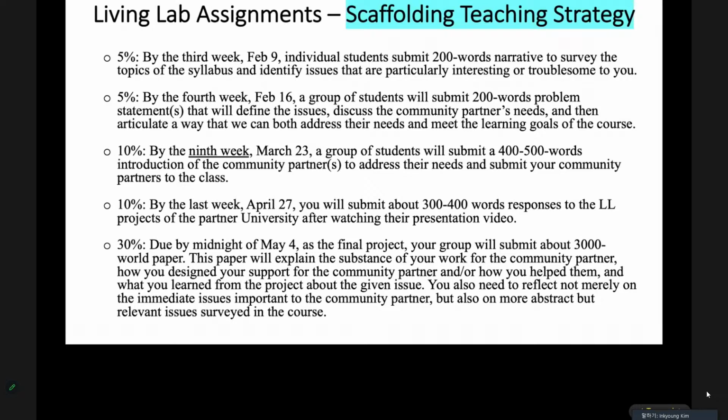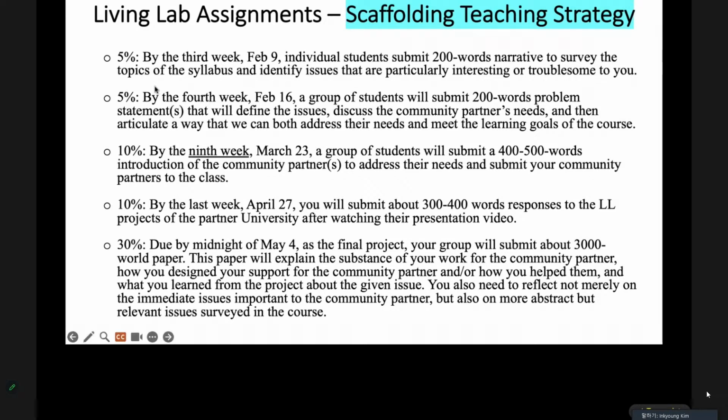This idea of Living Lab is very new, not only for students, but also for the instructor, which is me. I adopted a scaffolding teaching strategy, which means we build up one by one. This is the process of breaking the Living Lab assignment into manageable units, so the students are not overwhelmed and are supported by faculty to grasp new concepts and master new skills at every single step.